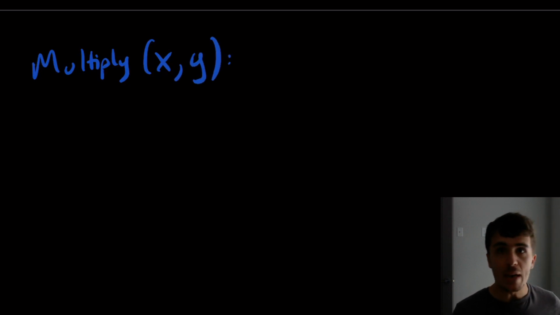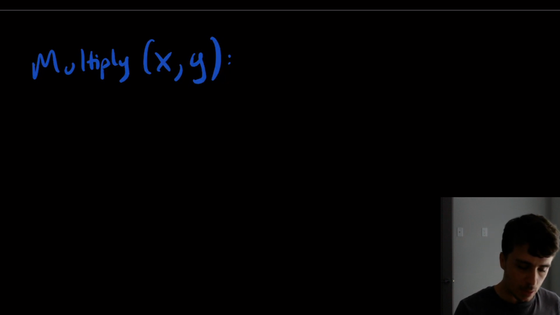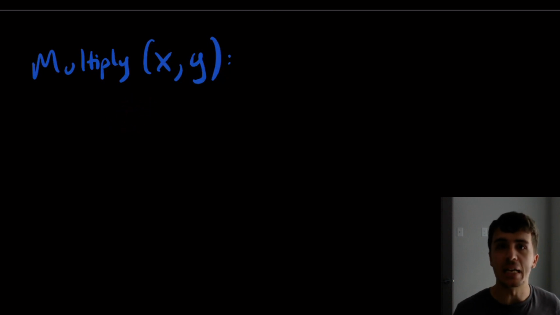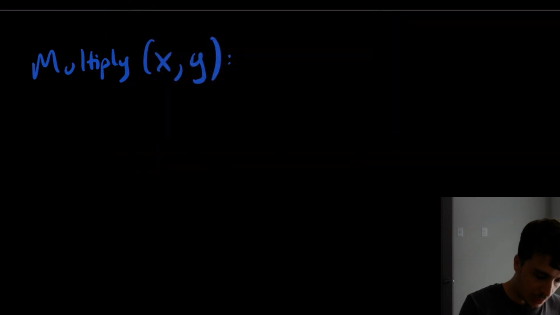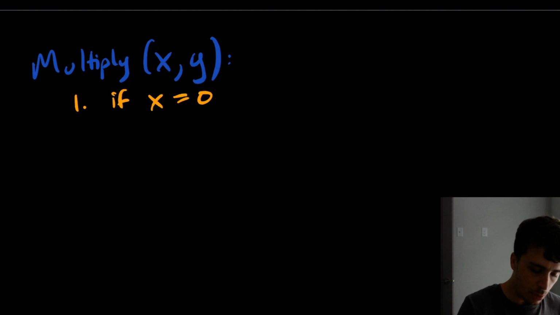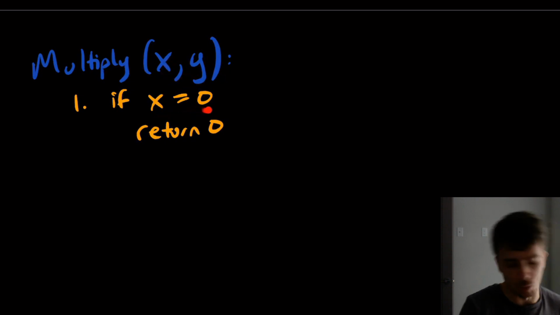So the way that we usually structure these recursion things is first we're going to put the base case. So the base case here is that x is equal to 0. So as step 1, if x is equal to 0, then we return 0, because clearly x, which is 0, times y is 0, obviously.